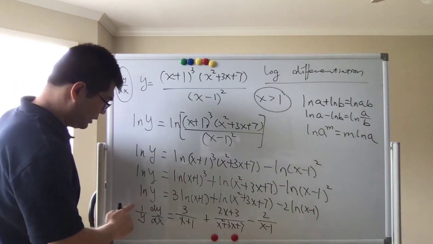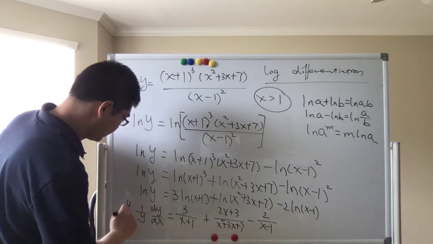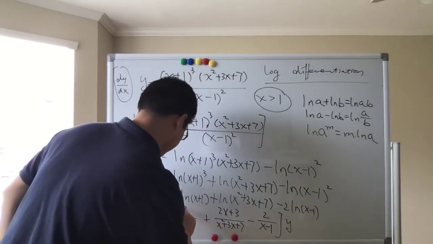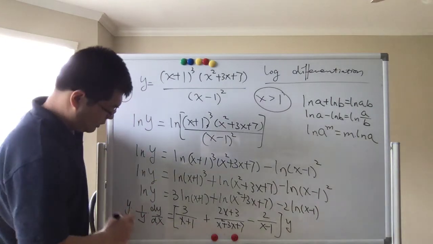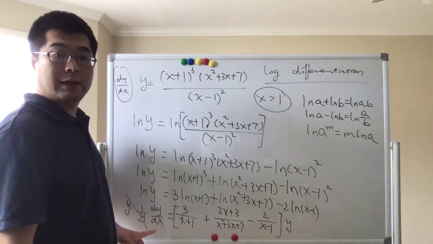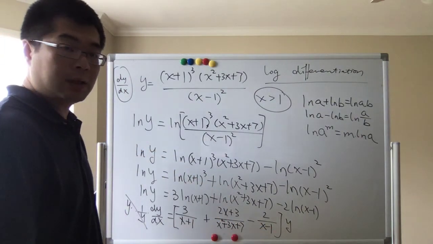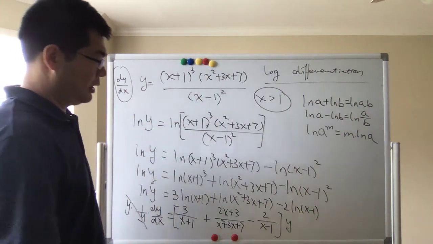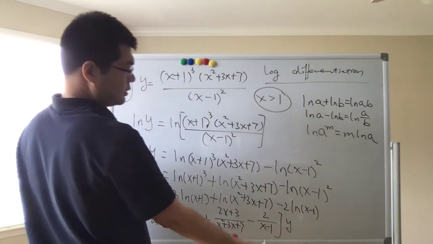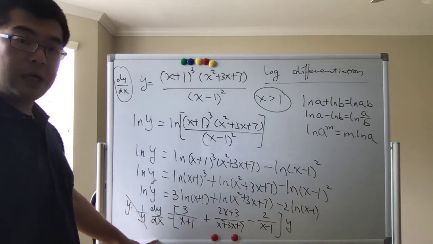Do you see that it appears here? I have 1 over y times dy/dx. What I can do is multiply by y on the left hand side; this y and y cross out, so only dy/dx is left here. Where's our y? Well, y is the original expression, so you can just copy this part and paste it here. That gives you dy/dx.